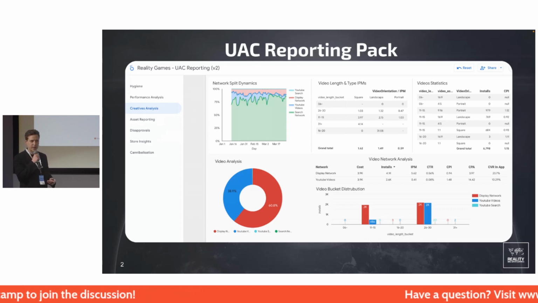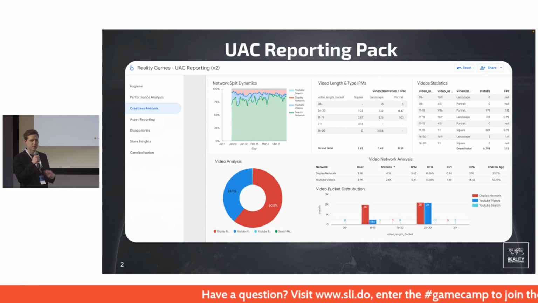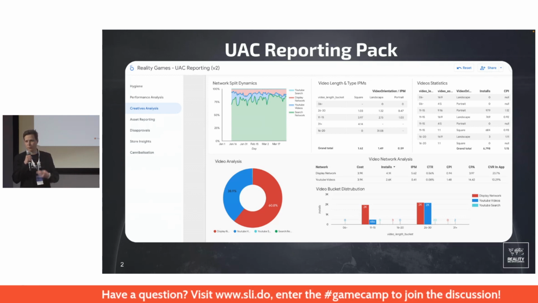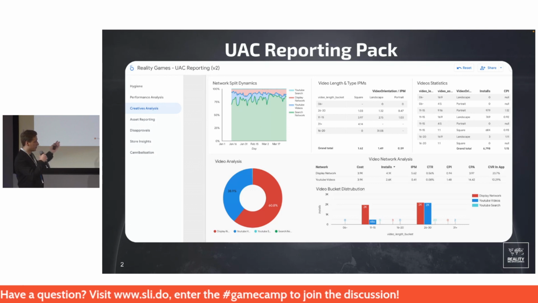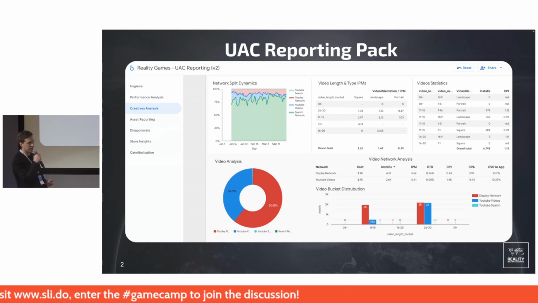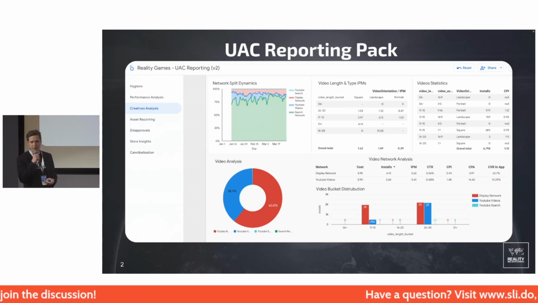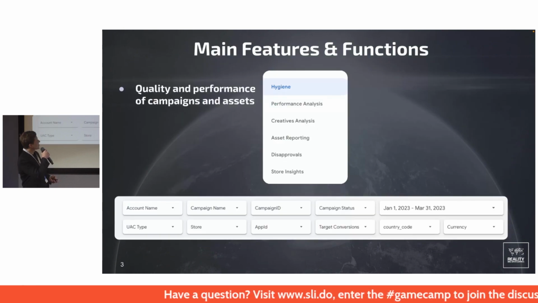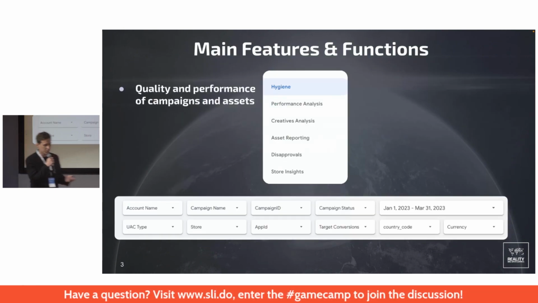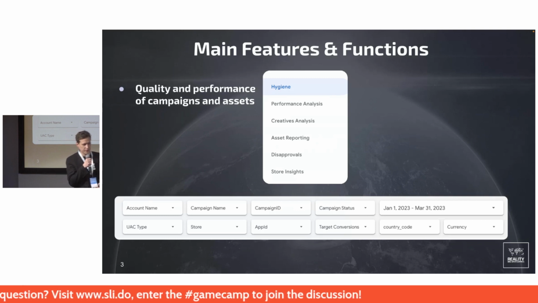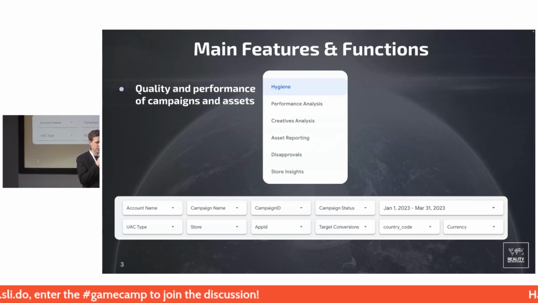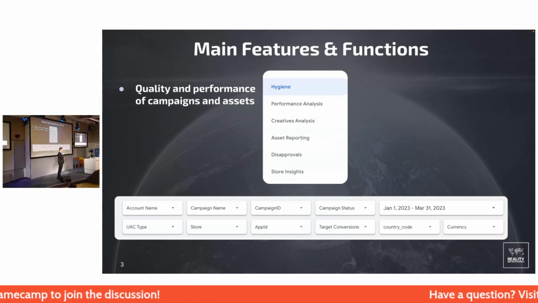Probably if you use Google Ads very often, you have to check a lot of information, and it's sometimes painful to find it. With all those graphs and all those tables, you can very easily check all the data, compare it, export it, and so on. So, what is the main feature? The main feature here is that you can check the quality and performance of your campaigns and all the assets.